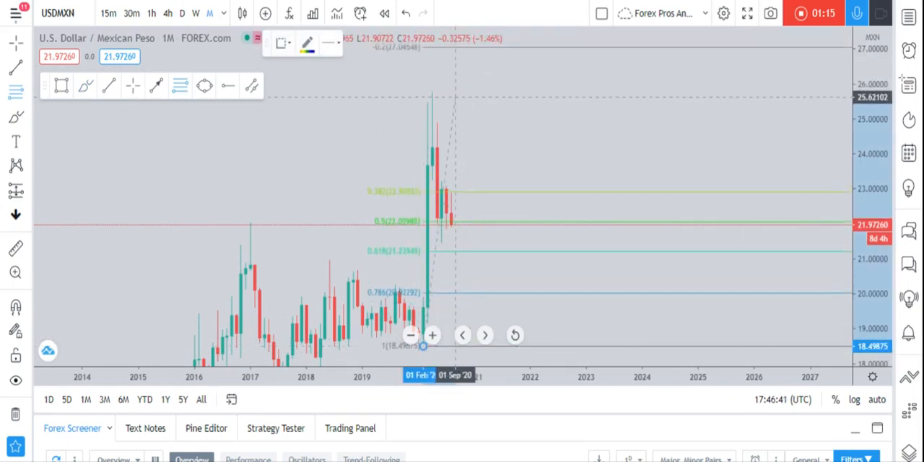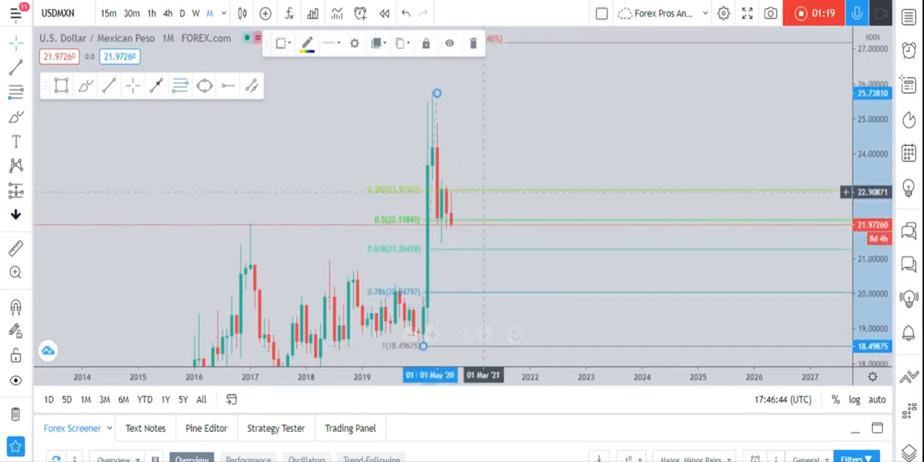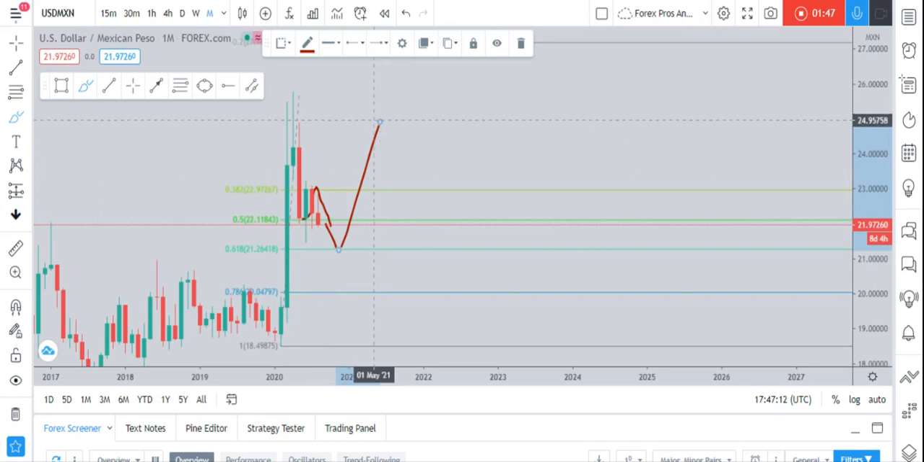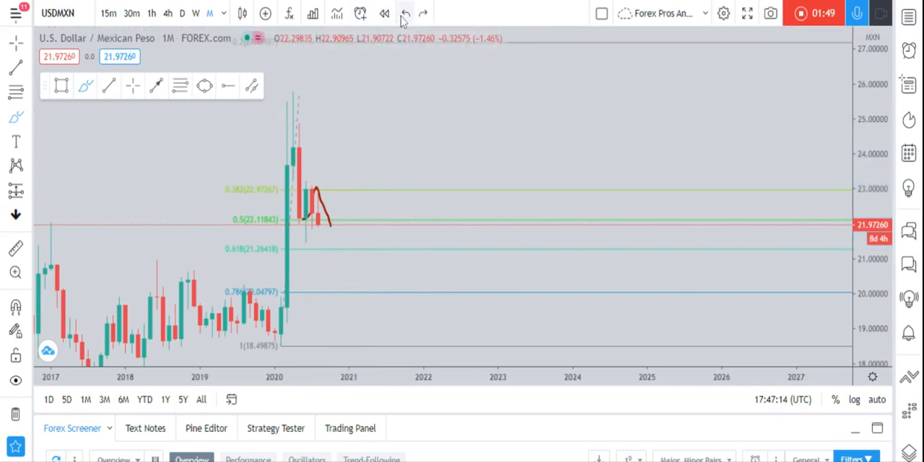If you want to measure an impulse and a retracement, what should we do? We will take a Fibonacci from the bottom to the top, and what we can see is that the market made a retracement to the 0.5 level, then a rejection up to the 0.382 level. After that, the monthly candle is currently moving below the 0.5 level, and we can expect the market to move down to the 0.618 level, which is the golden ratio level, before starting its impulse to the upside again.